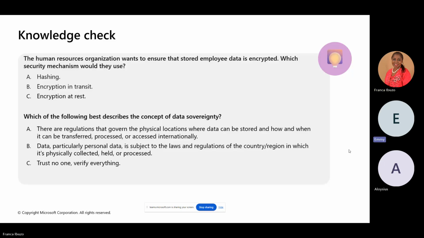The human resource organization wants to ensure that stored employee data is encrypted. Which security mechanism will they use? So what would you go for? Is it hashing, A? No. Which security mechanism will they use?